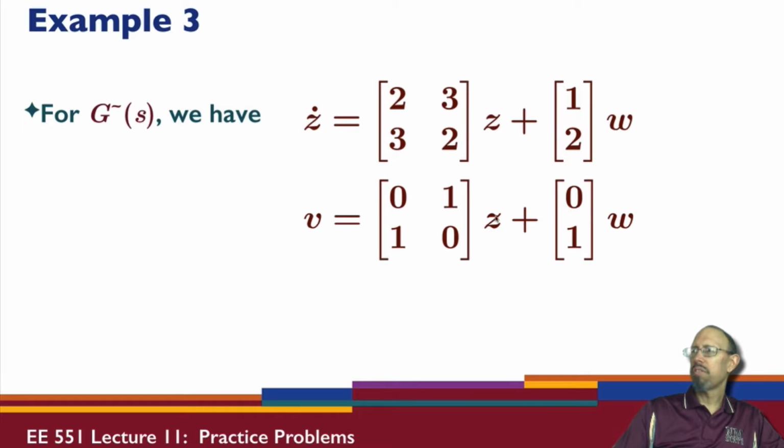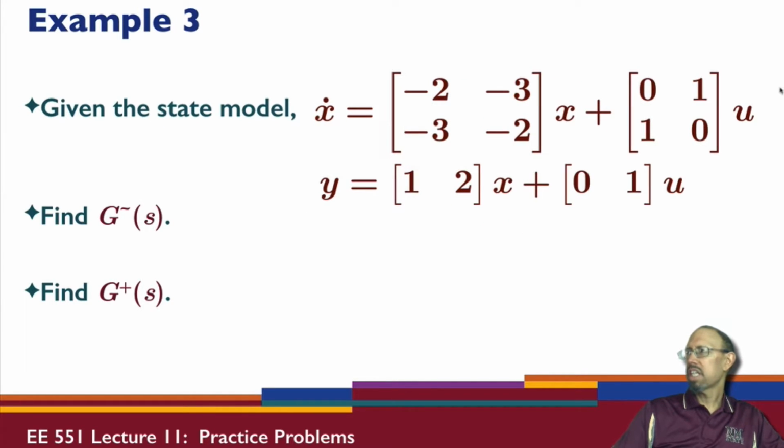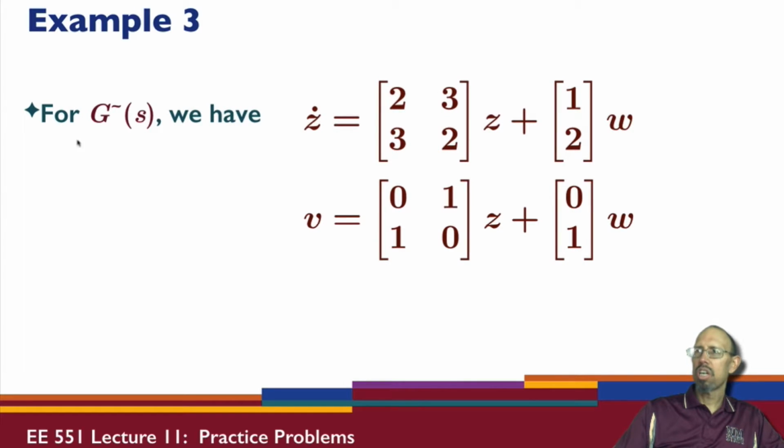Notice I use different variable names here because we now have a different input. So in this case, I had 2 inputs, 1 output. When I do this conjugate system, I have 1 input and 2 outputs. So now that gives me 2 rows here.